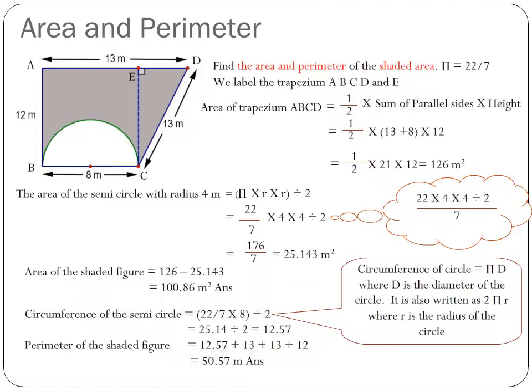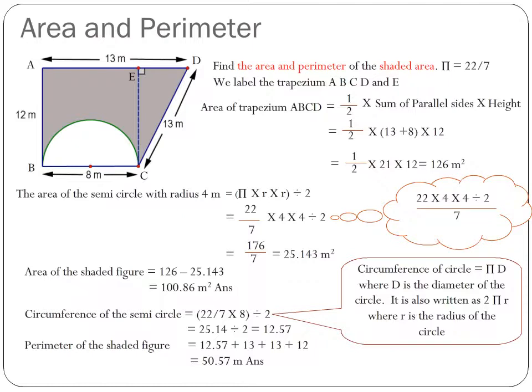AB is the height of the trapezium, and AB is equal to CE, which is also the height of the trapezium, which is 12 meters. And this simplifies to 1/2 times 21 times 12, which is equal to 126 square meters.